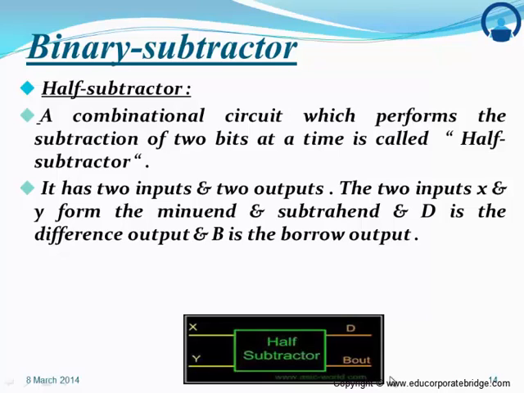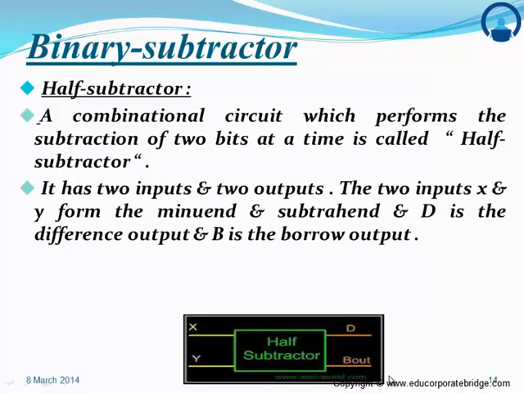it can be used. A combinational circuit which performs the subtraction of 2 bits is called a binary subtractor. Again, binary subtractors are of 2 types: half subtractor and full subtractor. It has 2 inputs, as we can see from the logical box. The 2 inputs x and y are the minuend and subtrahend, like how we had augend and addend in the binary adder.